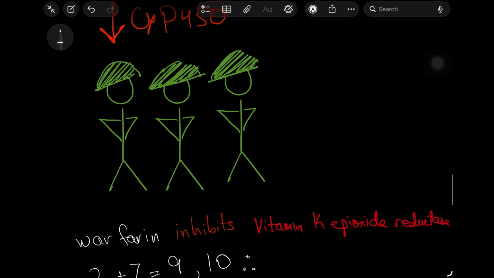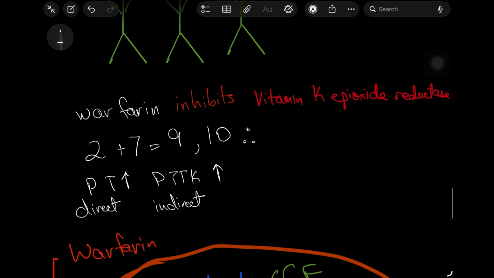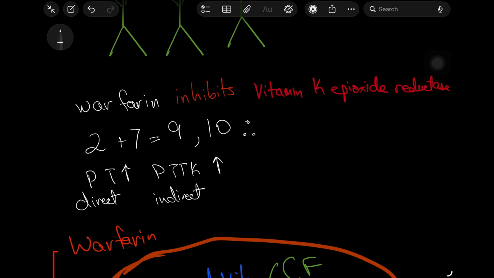Now, what does warfarin do? Quite briefly, warfarin inhibits vitamin K epoxide reductase. I've drawn a little diagram down below, but to remember which clotting factors are affected, just remember the mnemonic 2 plus 7 equals 9, then 10. That's how I remember the clotting factors involved in vitamin K carboxylation. And so warfarin has an anticoagulant effect.